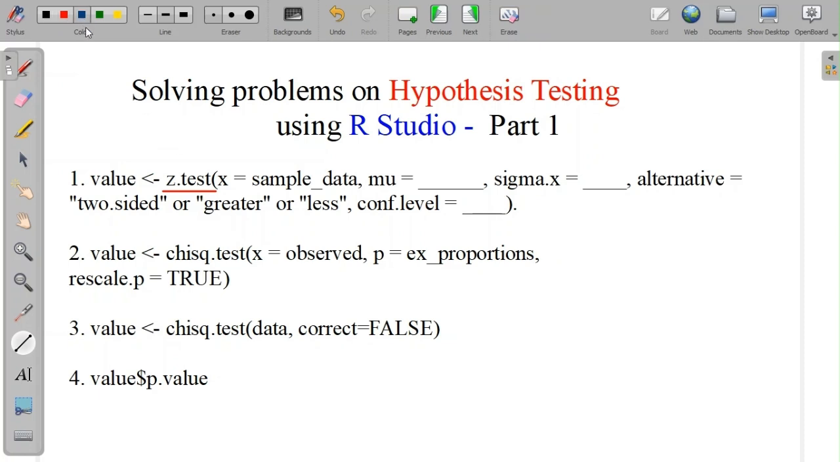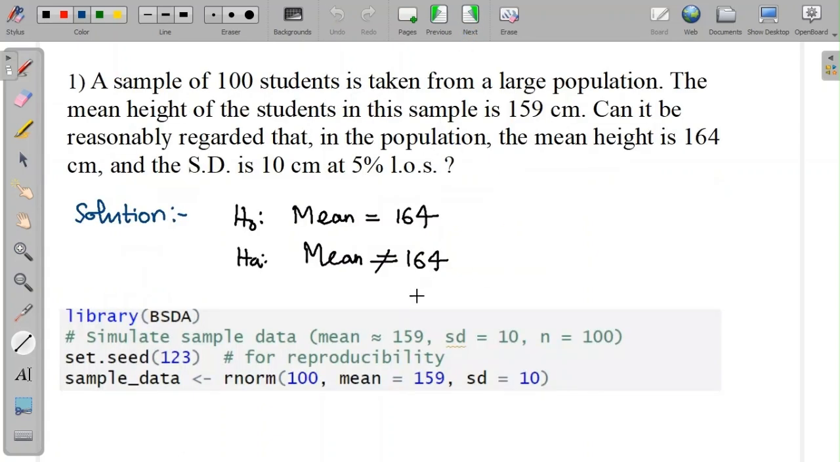To generate the p-value, we use another function. We denote it by $p.value, which returns the p-value corresponding to the test statistic. Now, once we get these two, we can use these to compare and arrive at the conclusion whether to accept or reject the null hypothesis. We'll go into the first problem next.